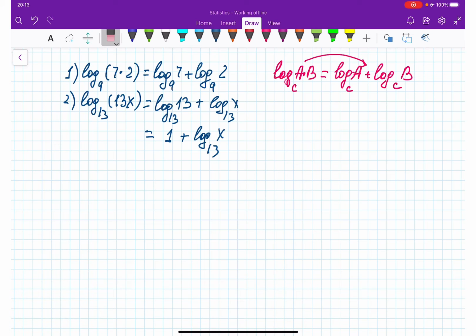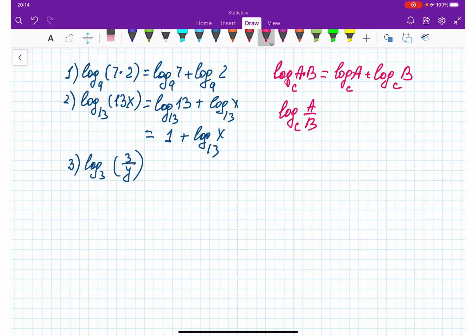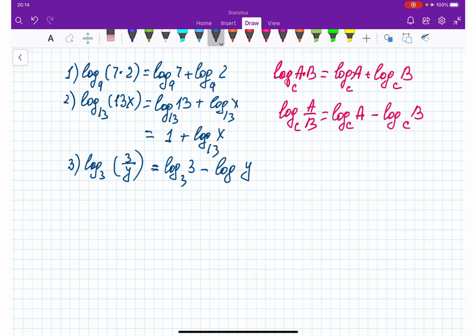Question number 3. We have logarithm x over y by base 3. Okay, so let's add the property for division. If multiplication is converted into addition, then division will be converted into subtraction. That's right. Logarithm a over b by base c is equal to logarithm a by base c minus logarithm b by base c. And this is going to be equal to logarithm 3 by base 3 minus logarithm y by base 3.